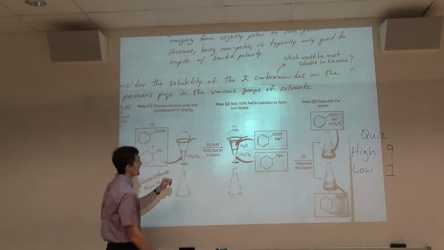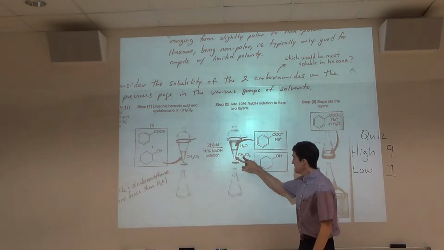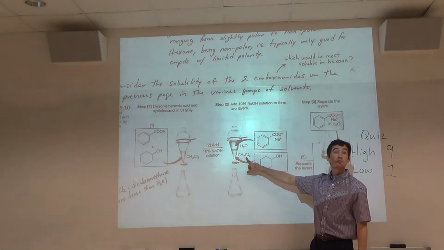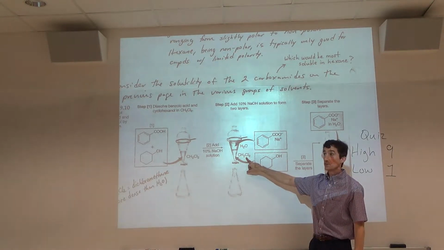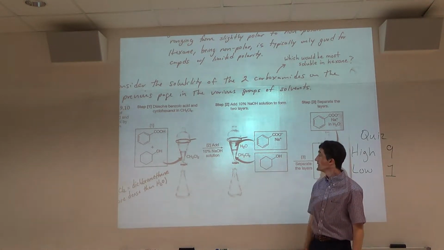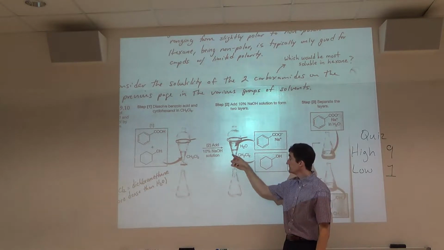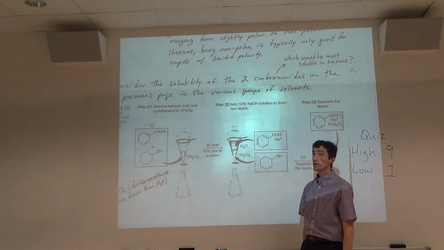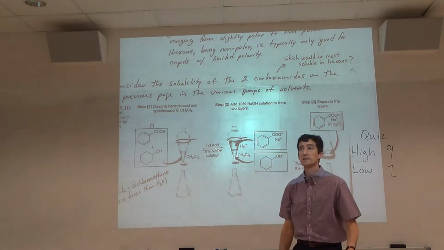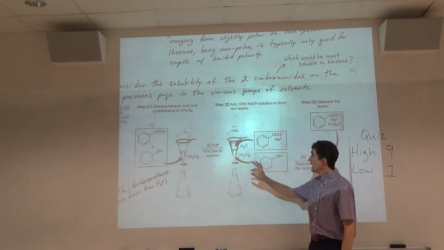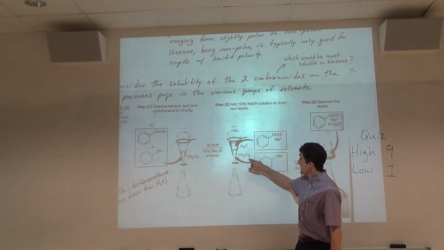Acid-base extraction. Dichloromethane, typically halogenated solvents are more dense than water, okay? More dense than, greater than one. They'll usually be on the bottom. Most other organic solvents like ether and ethyl acetate are typically on top.